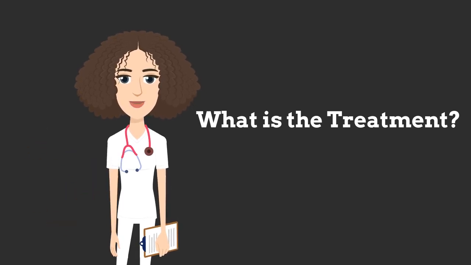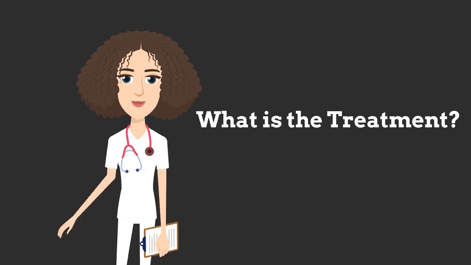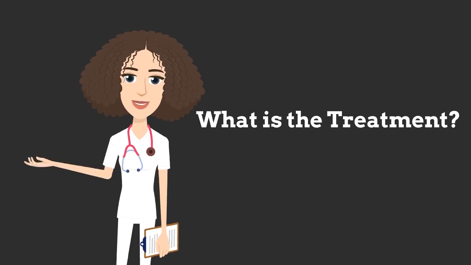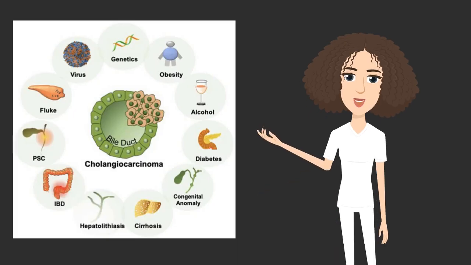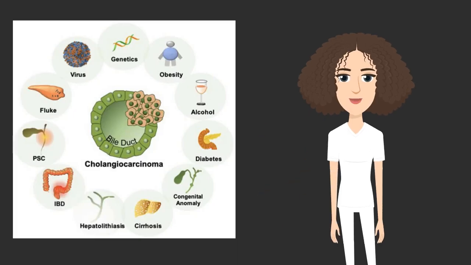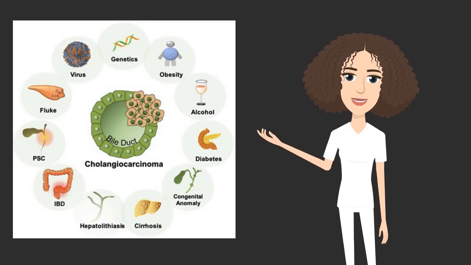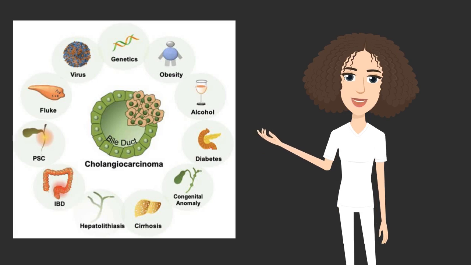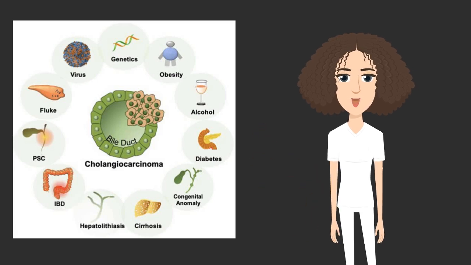The exact cause of CCA is unknown, however 20% of patients have a known risk factor for developing CCA. Due to this knowledge gap, I think it is important that I teach you the risk factors and how you can prevent CCA. Here we see the risk factors. Starting at 12 o'clock, we have genetics, obesity, which we can prevent by maintaining a healthy weight. Alcohol, drink alcohol in moderation if you choose to drink.